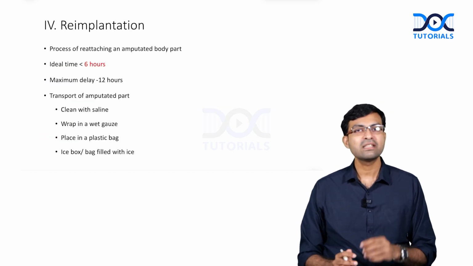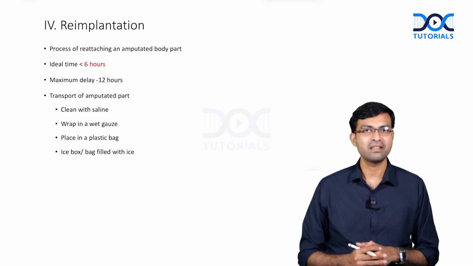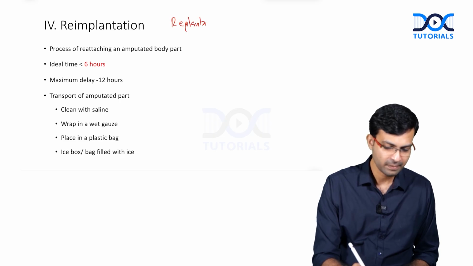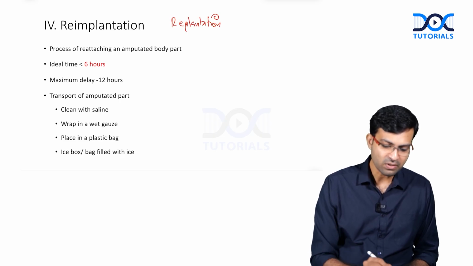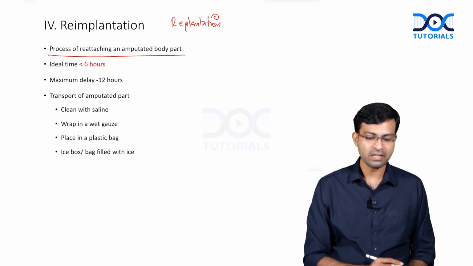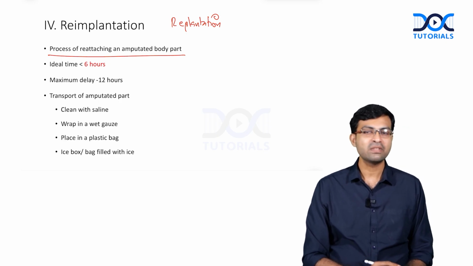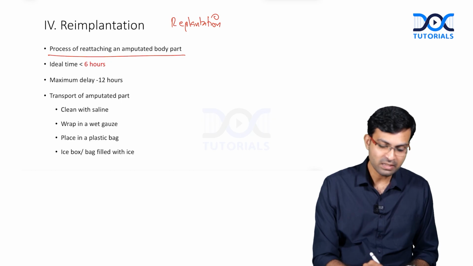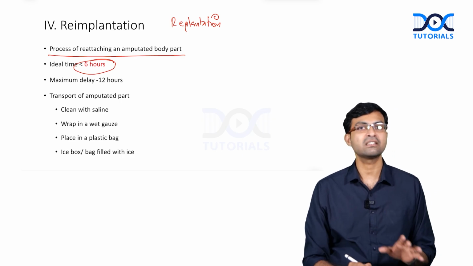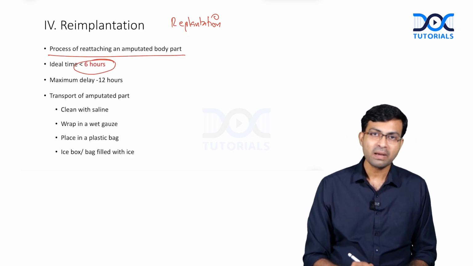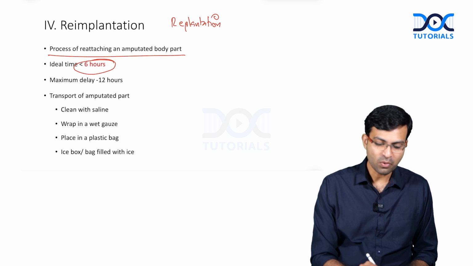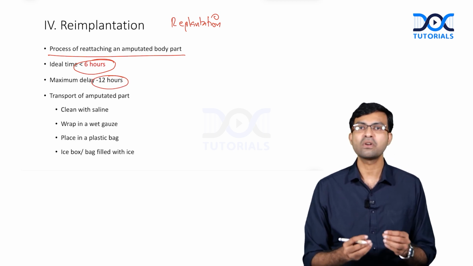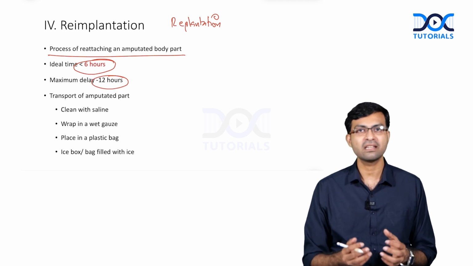Okay. Now let's talk a little bit about reimplantation, also known as replantation. What is that? Replantation is a process of reattaching an amputated body part. Ideally, if there is an amputation of a body part, you have to fix it back within a period of 6 hours. Then the success rate is very high. You can maximum do up to about 12 hours of delay. But after 12 hours of delay, the tissue is already dead and there is no point in reimplantation.